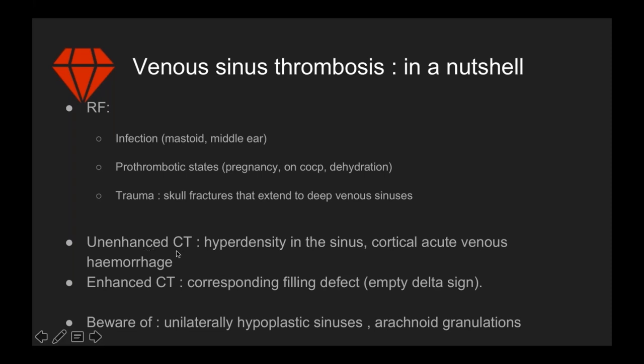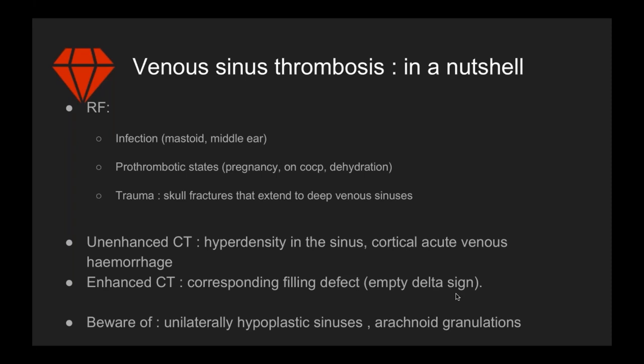Obviously, we've just talked about the unenhanced CT being helpful in that it will show the hyperdensity in the sinus. It may also show you these cortical peripherally based venous hemorrhages, which are not in an arterial territory. And we'll see an example of that in just a second. And just like we showed on the previous slide, the enhanced CT will show a corresponding filling defect. And on the axial slice, this is called an empty delta sign, and we'll see that again on the next slide. So just a few pointers to be aware of.